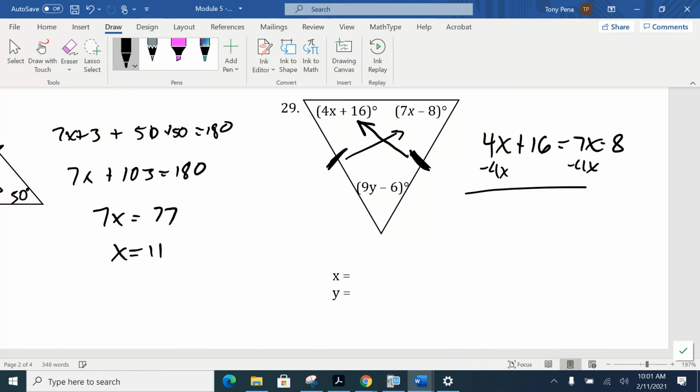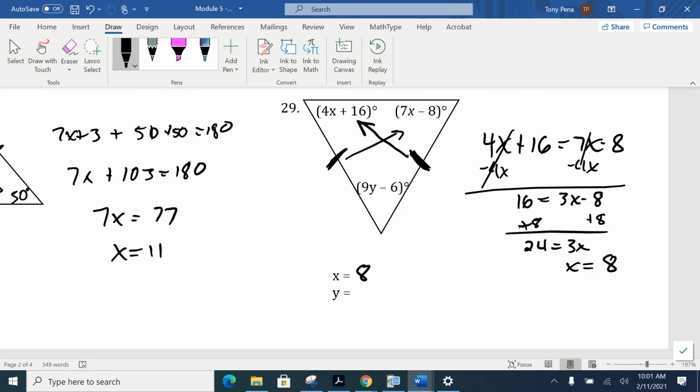So I'm going to subtract 4x from both sides. Then we'll add the 8 over. And we get 3x equals 24. And with this, we get our x value to be 8. All right. Then we need to figure out our y value. So now multiple steps that we need to go through to figure out our y value. That's nice that this gives us x, but now we still need to figure out our y.